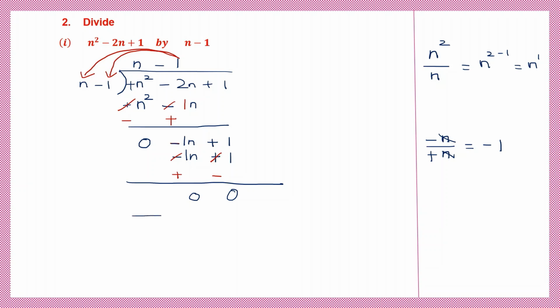So I have finished my division. Now let's go back to the quotient. So what do I have in the quotient? I have n minus 1. So that is my answer. My answer is n minus 1. So this is my final answer.